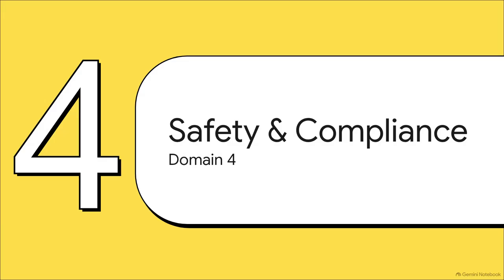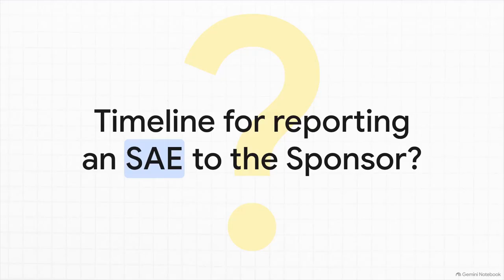All right, the final stretch. Domain 4, safety and protocol compliance. Let's finish strong here. Question 7. What is the correct timeline for reporting a serious adverse event, or SAE, to the sponsor? Is it within 7 days, 24 hours, 48 hours, or 30 days of becoming aware?